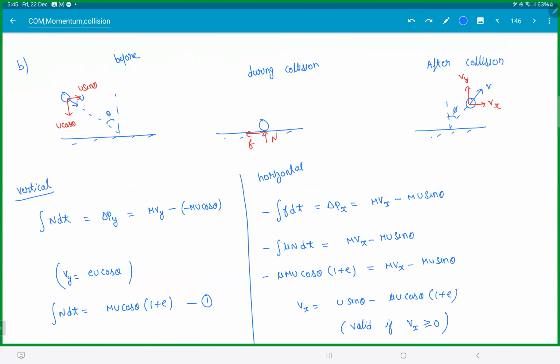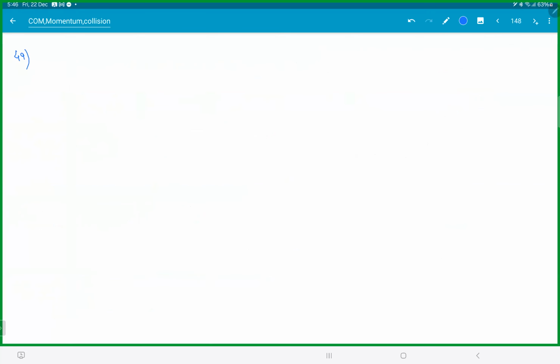It's a different model though. Next thing. A ball collides with a wall with u bar, which is 3i minus 4j, and bounces with 2i plus j. Find the coefficient of restitution.